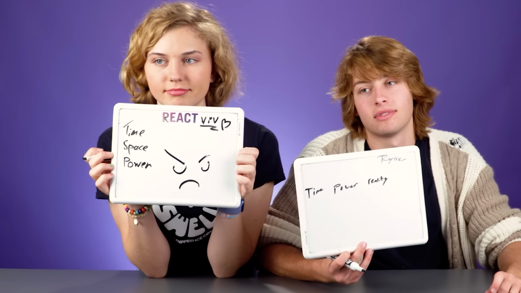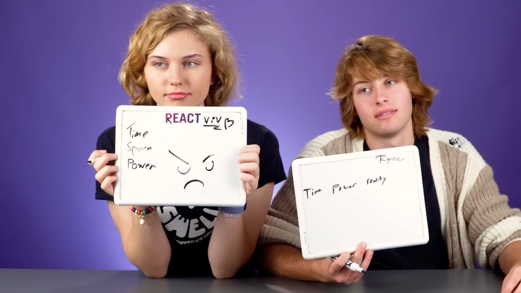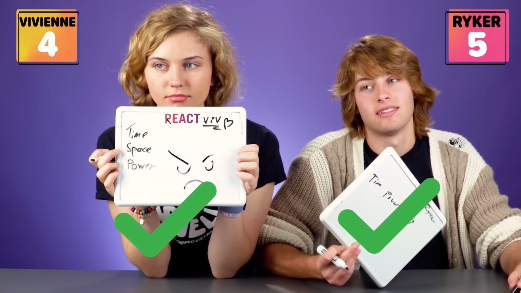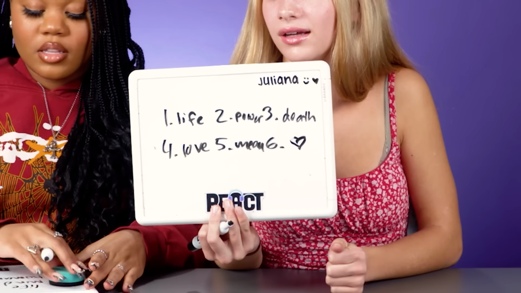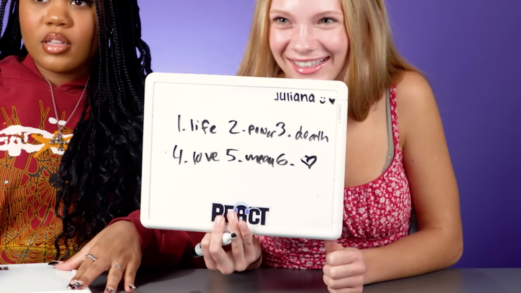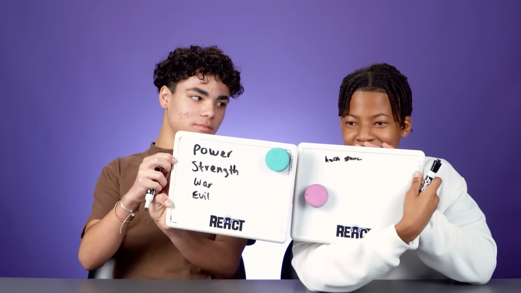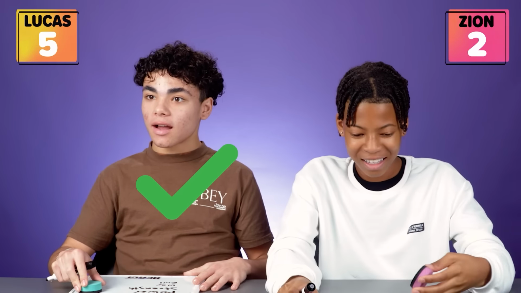Time, space, power. Space. Time, power, reality. You guys both get the question right. Angel got mind and soul. Let's see what you got. Life, no. Power, no. Death, no. Hellstone. Oh no, Lucas gets the point. Wait, which one did I get? Power. So the six Infinity Stones are space, power, time, mind, soul, and reality.